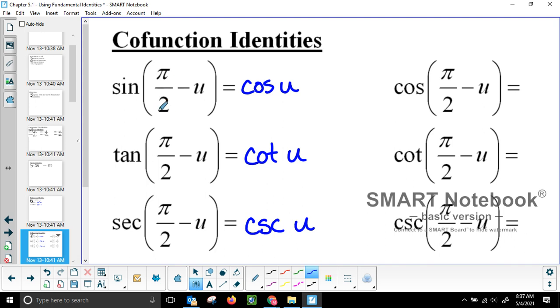Now this is pi over 2, so this is obviously in radians. This works the same as if this were 90 degrees, so do be mindful of the conversion between radians and degrees, of course. And here, cosine of pi over 2 minus u is equal to sine of u. Sine and cosine, cotangent and tangent, and cosecant and secant. These aren't used terribly often, but every once in a while there are some specific cases where they can be useful.